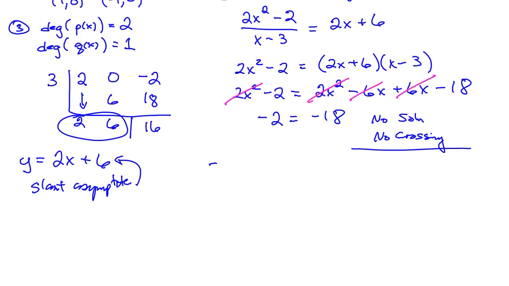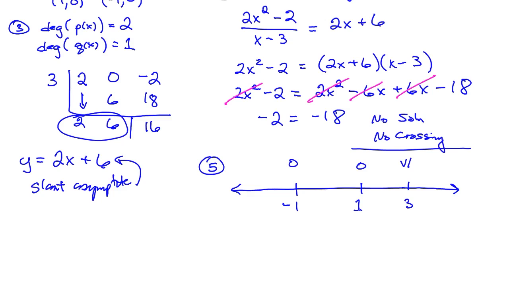Finally, let's create the sign chart. We have x-intercepts at negative 1 and positive 1. And we have a vertical asymptote at x equals 3.